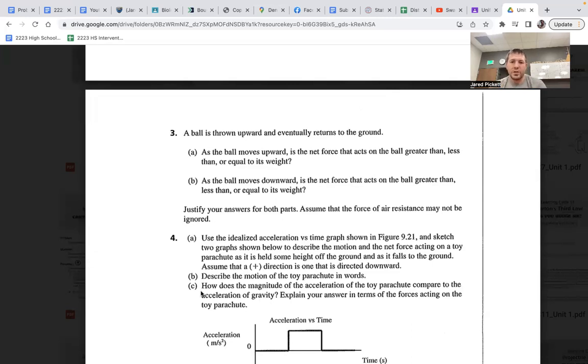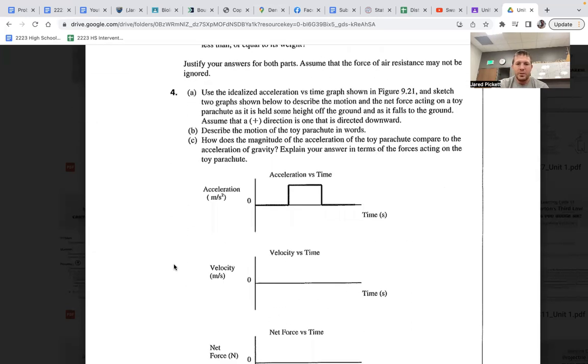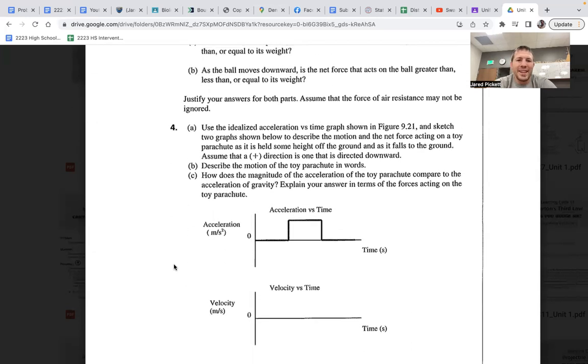All right, so justify your answers for both parts. Assume that the force of air resistance may not be ignored. It's important that you read that last part. If you didn't read that at the beginning, that would have been tough, but that's what the force of friction is.